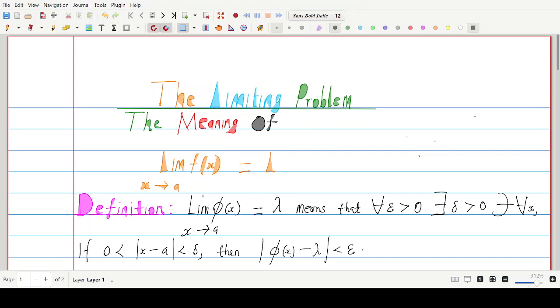Now, this is the definition. Let's look at the definition together. What is the meaning of the limit of the function phi of x equals lambda? What is the meaning of this statement over here? What does it mean?